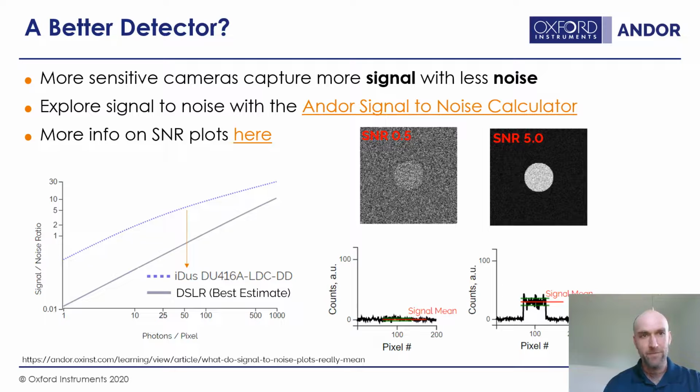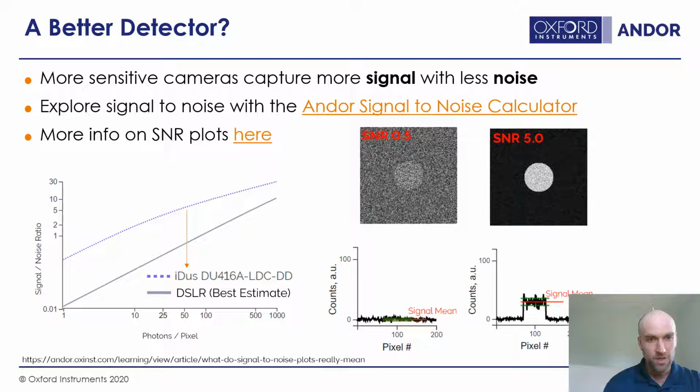But a better detector, so more sensitive cameras capture more signal with less noise. So the signal to noise goes up with a more sensitive camera. So you can explore signal to noise a little bit with the Andor signal to noise calculator, and I apologize for not putting this as a discrete link. There's the link, andor.oxinst.com/signal-to-noise-calculator, or just search. And I wrote an application note about what SNR, signal to noise ratio plots mean. We show these things, what does that actually mean?